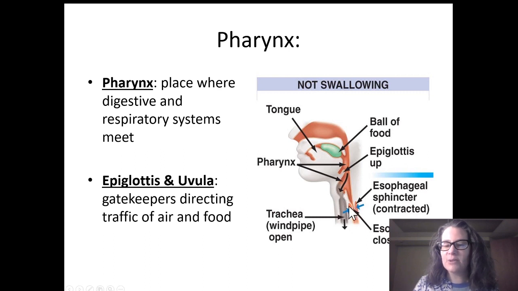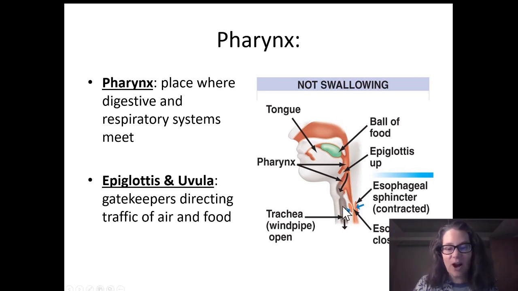These flaps, the epiglottis and uvula, in a relaxed position, allow air to come into this front tube, the trachea. It's only during swallowing that we force those flaps to cover our nose and our trachea so that we can force food down our esophagus. But in the most relaxed positions, you're able to breathe.